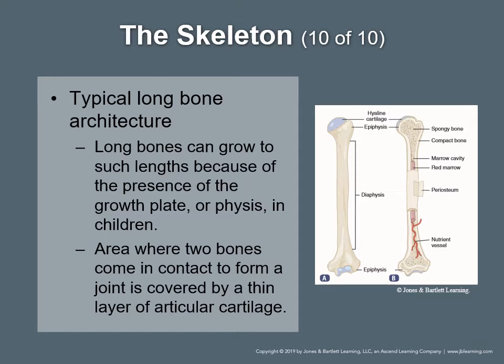The area where two bones come in contact to form a joint is covered by a thin layer of articular cartilage. The portion of bone that is not covered by articular cartilage is instead covered by the periosteum. In the inner portion of the long bone, blood comes from the nutrient artery of the bone.